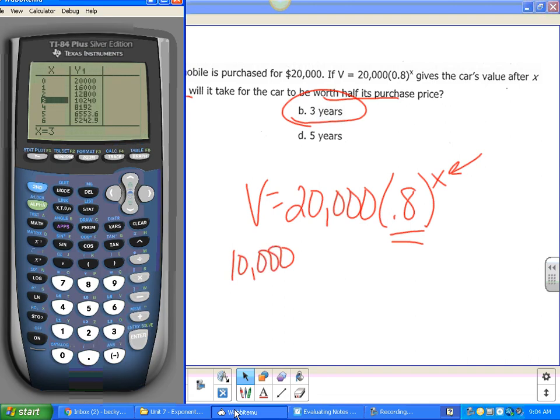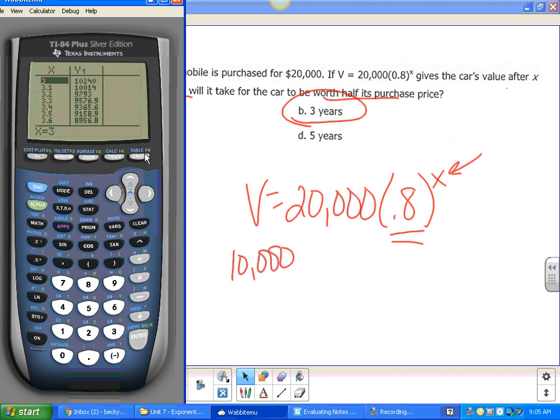Now, if this was not multiple choice, technically at 3, we haven't hit 10,000 yet. So you can do something on your calculator to sort of fine tune and figure out exactly where it hits 10,000, or maybe not exactly, but a little bit more close. So if you go to your table set, I know the action happens at 3. And I'm going to change my delta table, which is what it goes up by. Instead of 1, I'm going to go 0.1. Then I'm going to go back to my table.